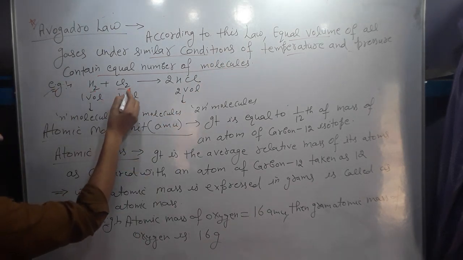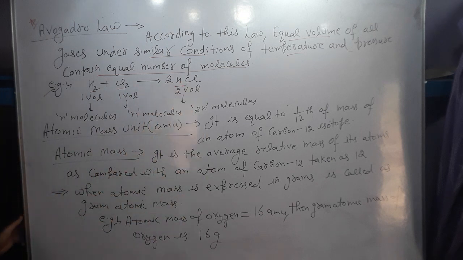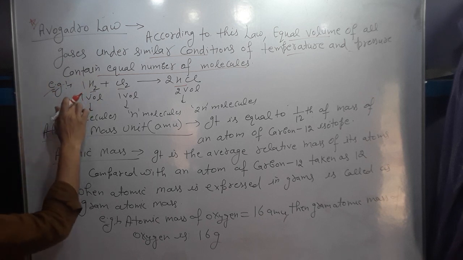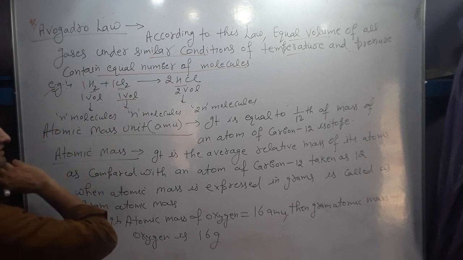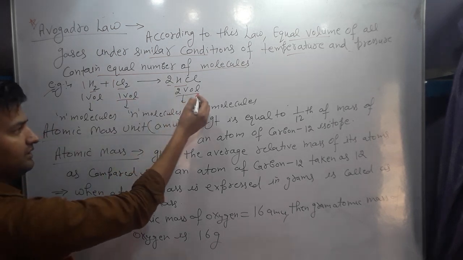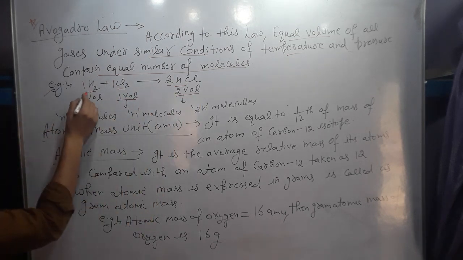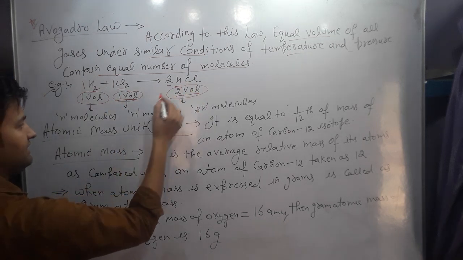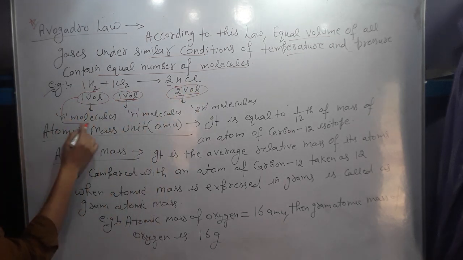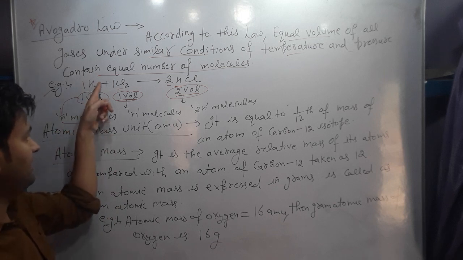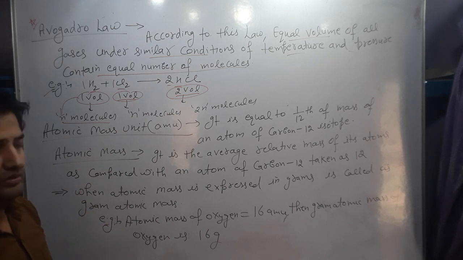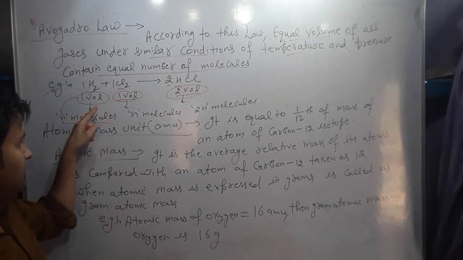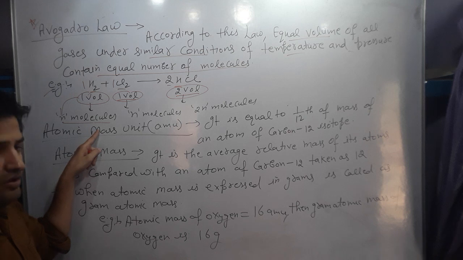For hydrogen, H2 plus Cl2 gives us 2 molecules of HCl. It means one volume of hydrogen, in terms of volume, combines with one volume of Cl2 to form 2 volumes of HCl. If these are in terms of volume, then we can also represent them in terms of molecules, means n molecules of hydrogen and n molecules of chlorine form 2n molecules. So equal volumes equal the number of molecules.